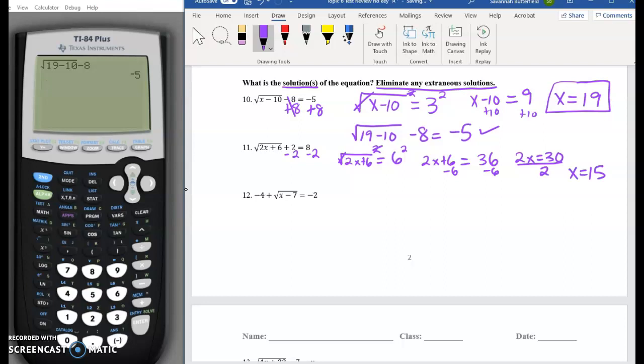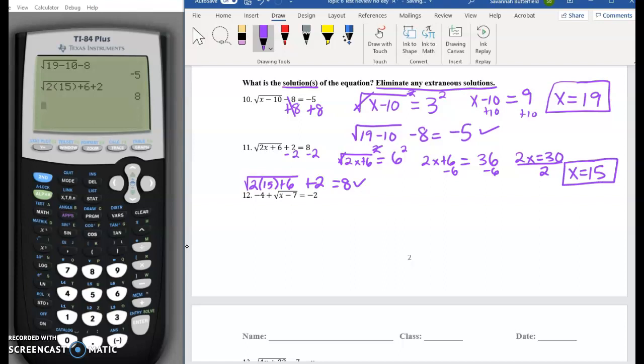So once again, we have to double check this answer since we solved algebraically. So to plug it in, this is going to be 2 instead of x, I'm going to plug in 15. So 2 times 15 plus 6 plus 2, and we're going to see if it equals 8. So again, I can use my calculator to make it quicker. So 2 times 15 plus 6, and then on the outside is a plus 2, and does it equal 8? Yes, it does. So this works, so that means this is my answer.